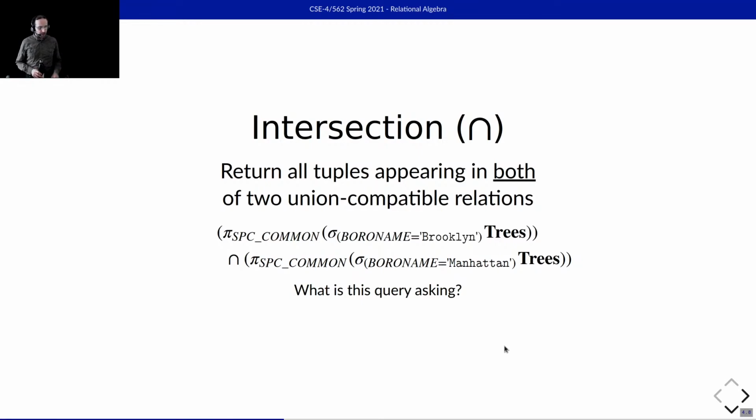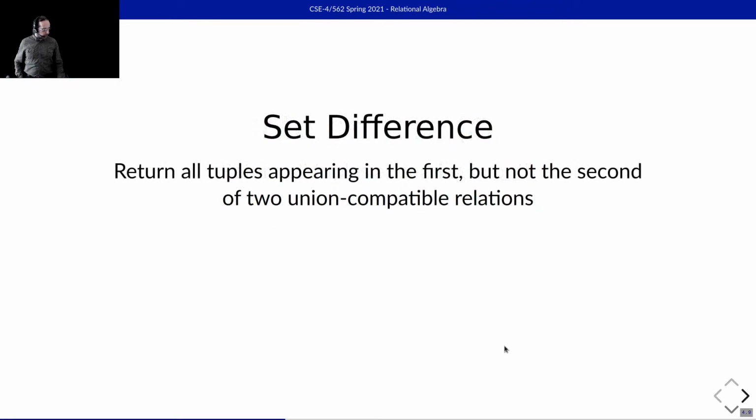Yeah, so do we produce a set as the output, or do we produce a bag as output? Elizabeth, perfect. So these are the tree species that appear in both Brooklyn and Manhattan. Great.